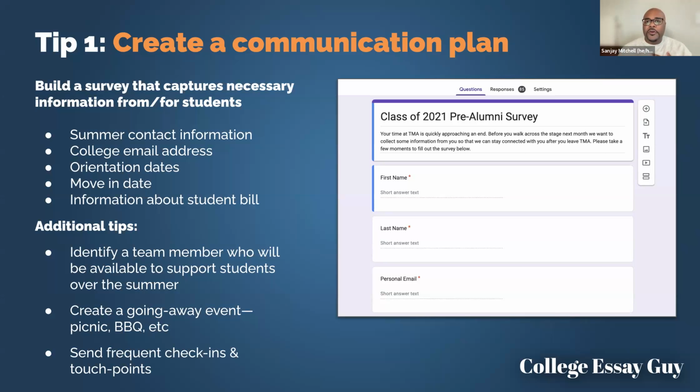That way they'll see your email, they'll see your communication. And sometimes a student and a family might be having a challenge. They may not necessarily know that they can reach out, but when they see an email from you, they're like, oh my God, I just remembered, I can call Mr.